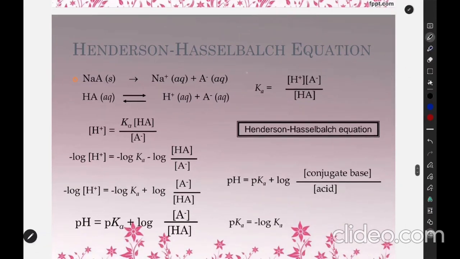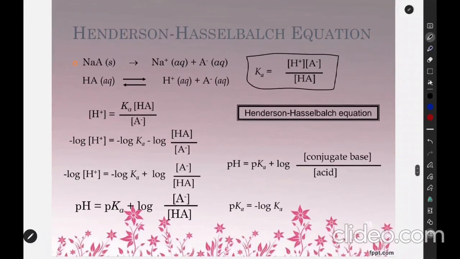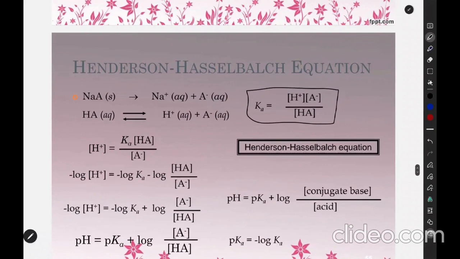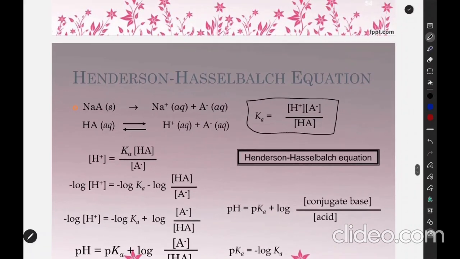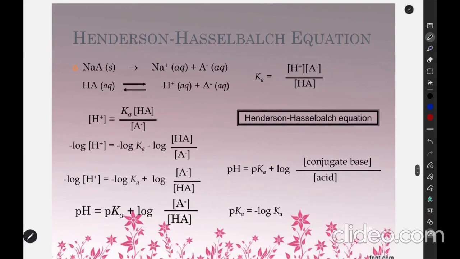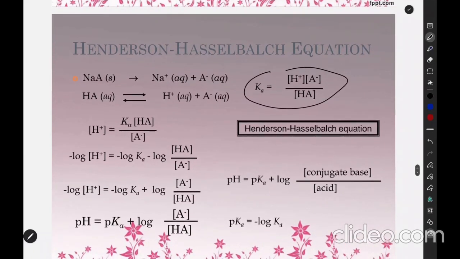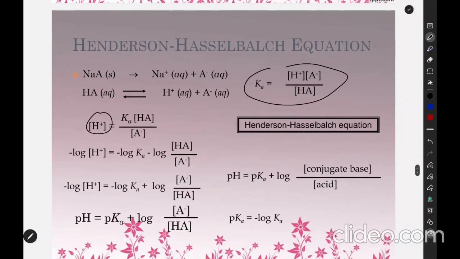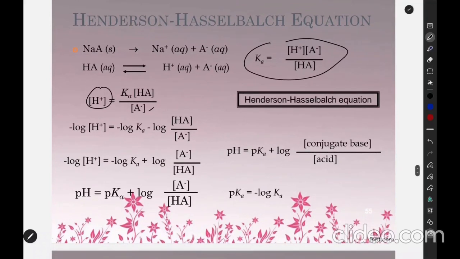So how to convert this equation to become pH as a subject? So Ka, as we know, is product over reactant. Then we are going to rearrange this equation where the concentration of hydrogen ion will become the subject, where the concentration of hydrogen ion equals Ka times the concentration of acid divided by the concentration of conjugate base.